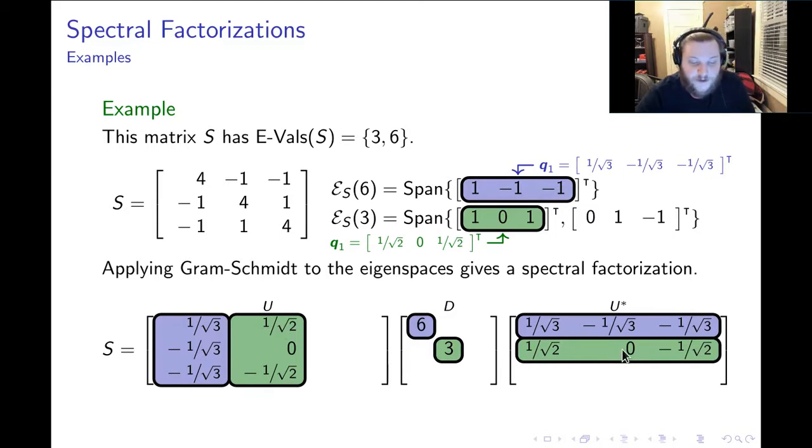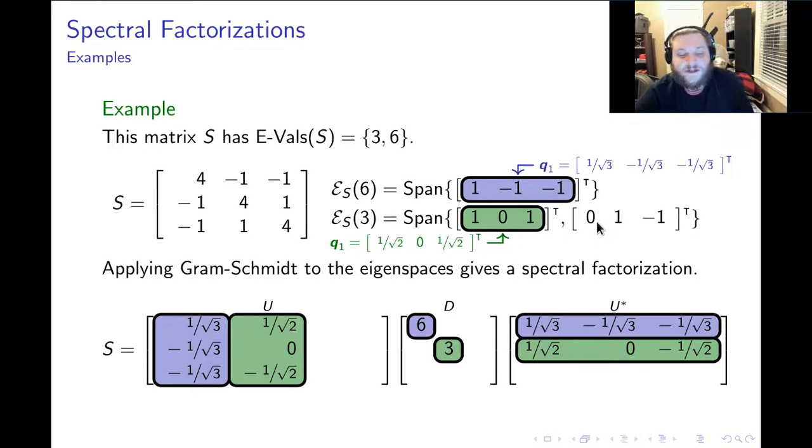1 over root 2, 0, negative 1 over root 2. Great. So we have 2 columns of U now, 2 entries on the diagonal of D, and 2 rows of U star. We're almost done, but now comes the hardest part. We need to go to our second basis vector of our second eigenspace here, where lambda equals 3, and we need to finish the Gram-Schmidt procedure.